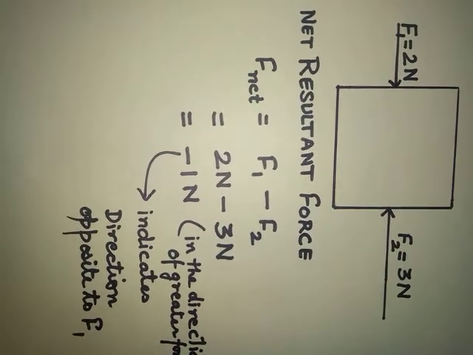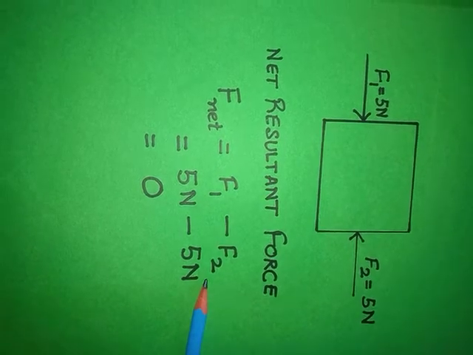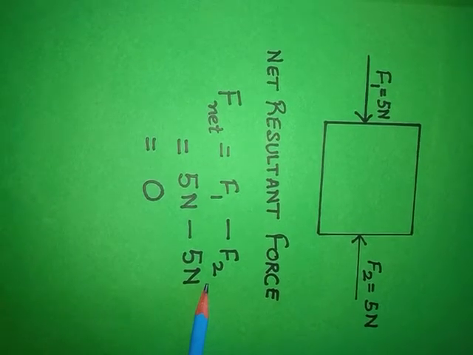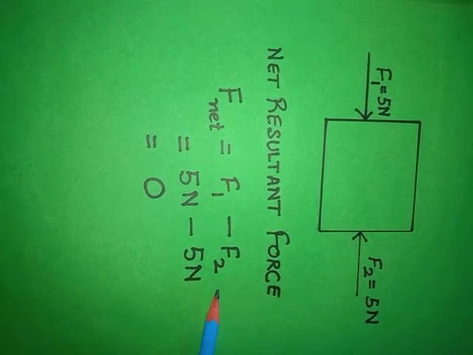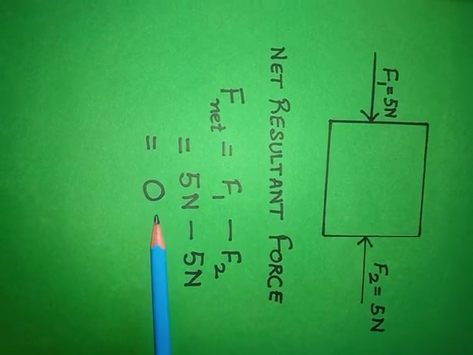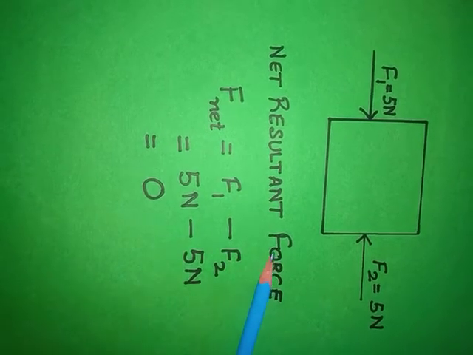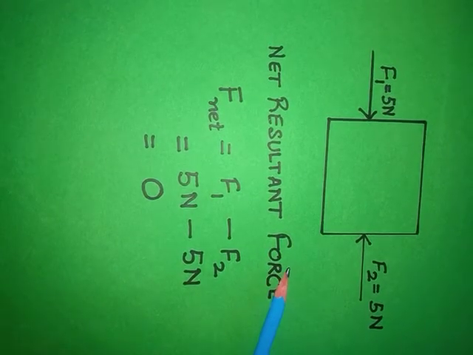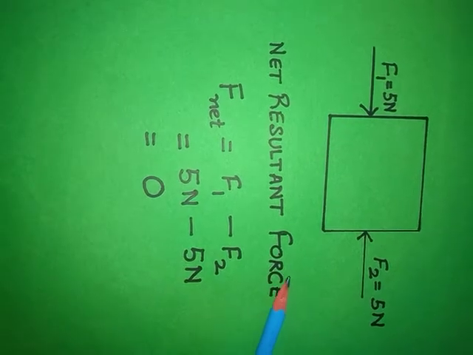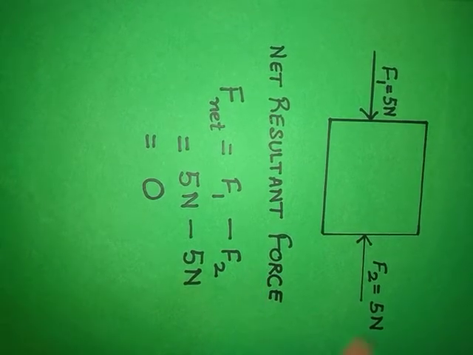So now we can conclude that the case which we considered first was an example of balanced force. In balanced force, forces are equal and opposite. The net resultant force is 0 and it does not cause any change in state of motion. But it can cause change in shape or size.